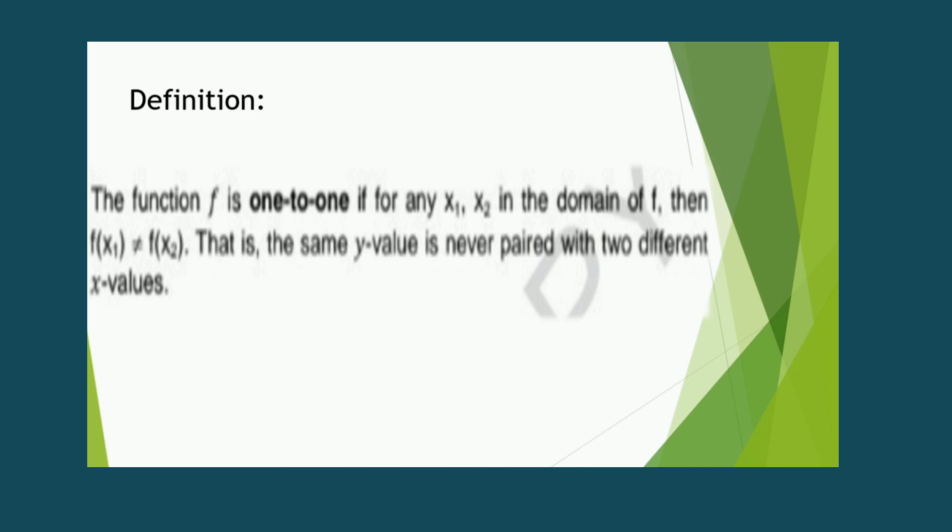Definition. The function f is 1 to 1 if, for any x sub 1, x sub 2 in the domain of f, then f of x sub 1 should not be equal to f of x sub 2. That is, the same y value is never paired with two different x values.